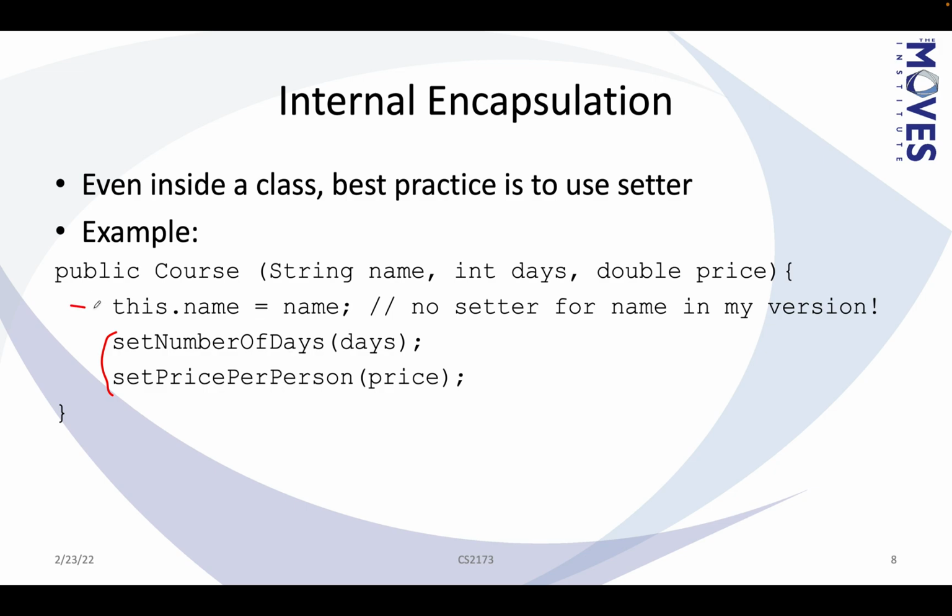Now, why did I deviate from the book when it came to the name instance variable? From my perspective, the name is something that shouldn't be changed. It's like if you have a course called Java as a Second Language, that's the name of the class, and that's what it's going to be. If you have an instance variable that you don't want to change, you can make it final, and if you make it final, then you can't have a setter. You don't have to make it final, but if you don't have a setter, then it's essentially final, especially if it's private.